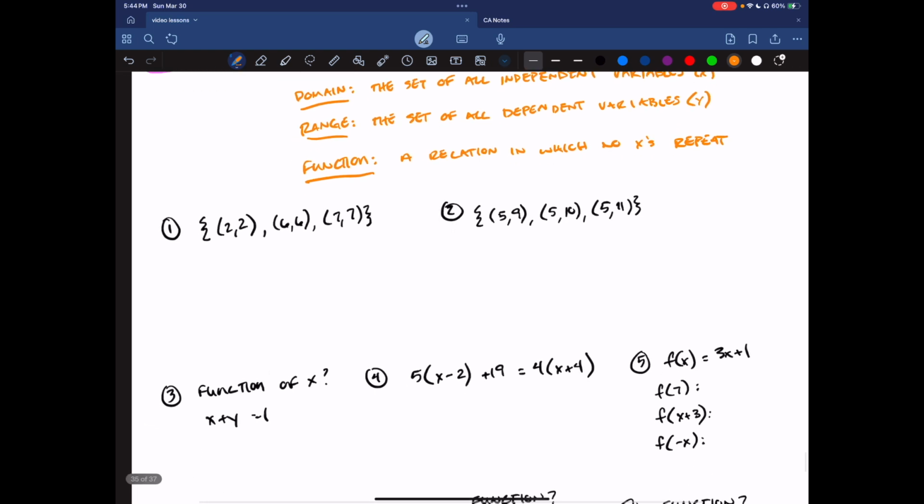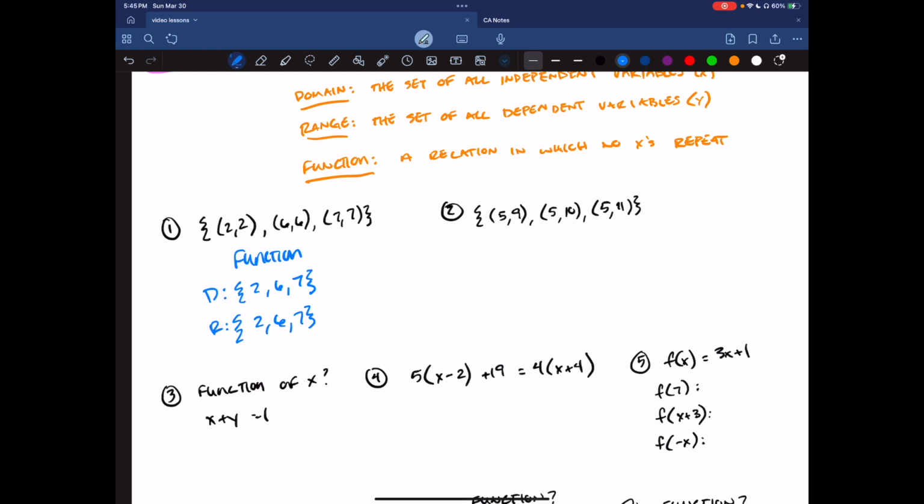For number one here, first of all, we're trying to figure out, is this a function or not a function? And then we're going to make a list of the domain and range. If it's a function, check all your x's. Does any of them repeat? I got 2, I got 6, I got 7, none of them repeat. So yes, this is a function. My domain is all my x's: 2, 6, 7. And for this one, my range is the same as my domain: 2, 6, 7.